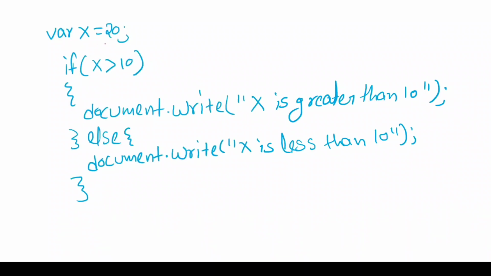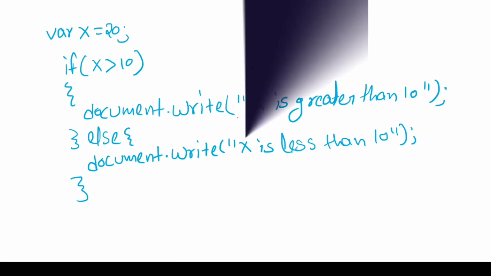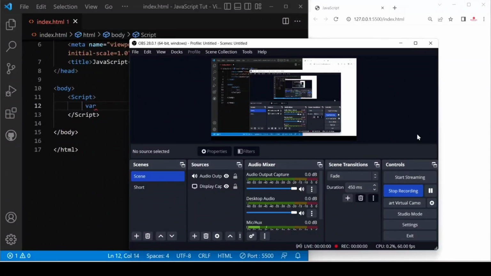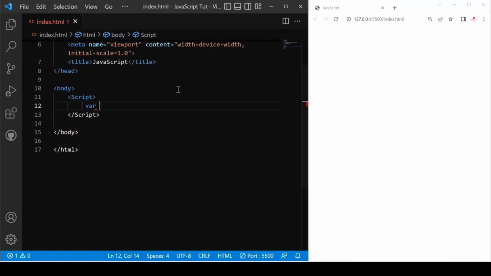Okay, after that, this is another example. Here our number x is 20, and we are checking if x is greater than 10, then print x is greater than 10, else it is less than 10. Okay, with the help of document.write. Now let's jump into coding part. Now let's see the if and else statement with the practical implementation.